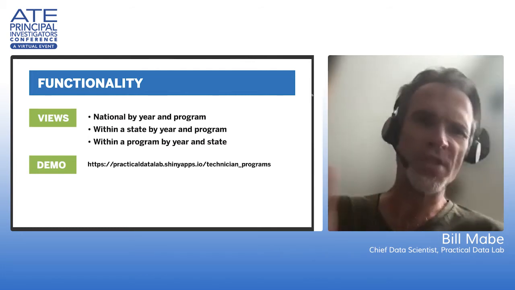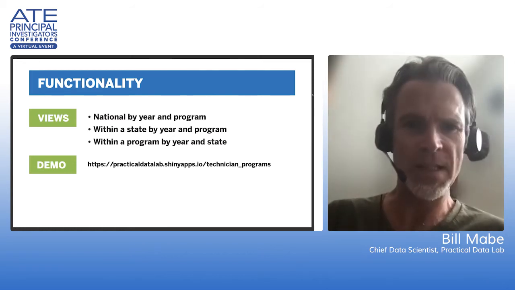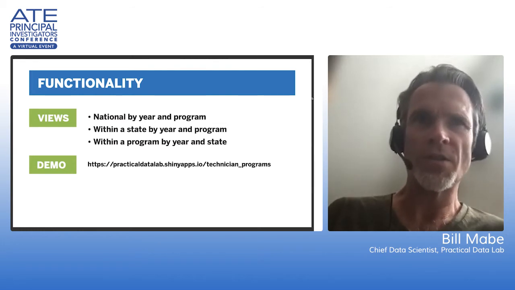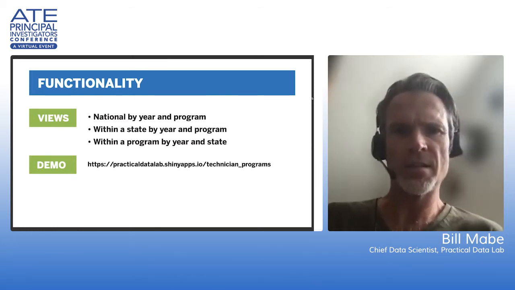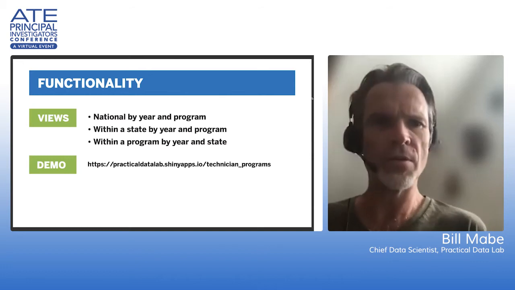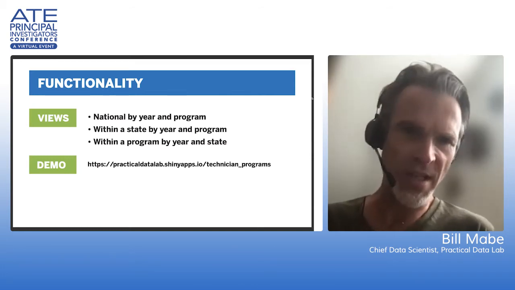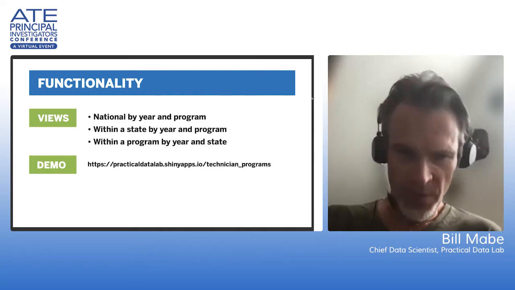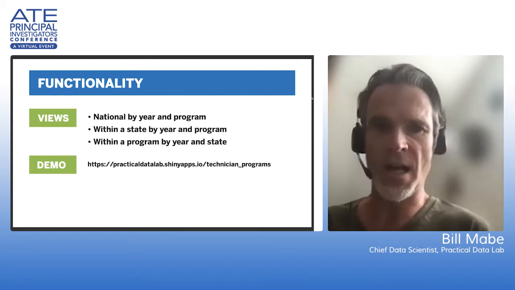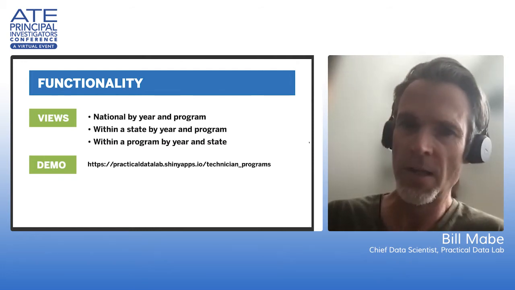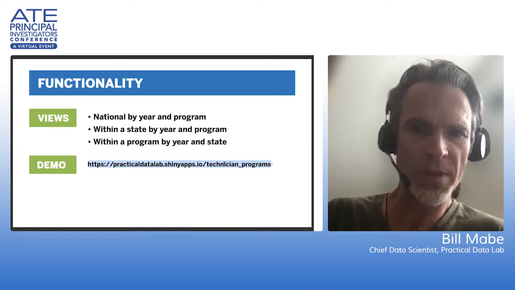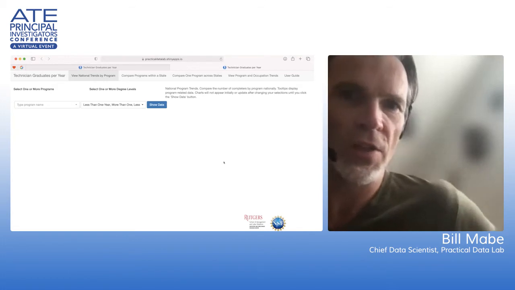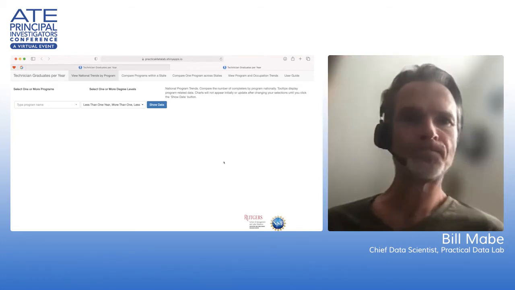So the functionality, you'll see the views in a second when I display the application, but we have a national view. It's also set up so you can search within a state by program, so you can compare multiple programs within a state, or you can look at one program across many states. And then the fourth tab has an occupational view, which I don't have listed here. I can probably just go like this and allow the application to load, just as a demonstration.